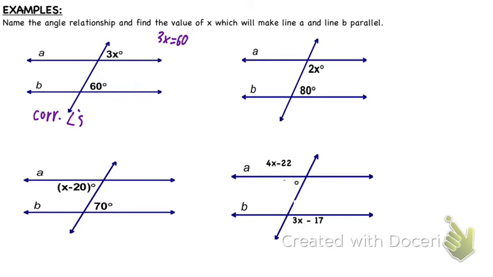Now, if these lines are parallel, 3x will equal 60. Divide by 3. So, if x is 20, these 2 lines would be parallel because the corresponding angles will be congruent. Now let's say x is anything other than 20. If x is something else, are these two angles going to be congruent? No, and then these lines would not be parallel. But as long as x is 20, these would be parallel. So our question was asking, name the angle relationship. We did, corresponding angles. And find the value of x, which will make these lines parallel. Well, if x is 20, they will be parallel.